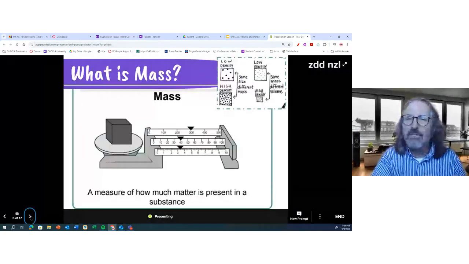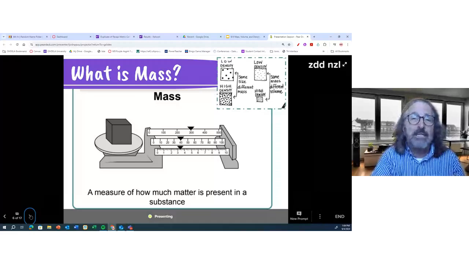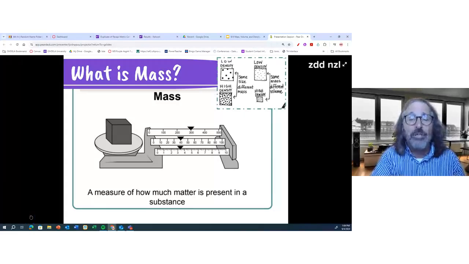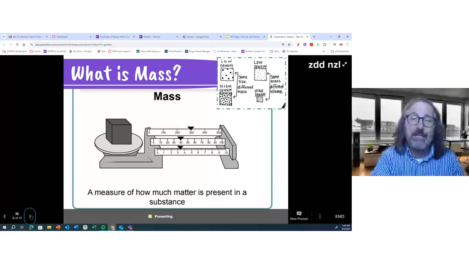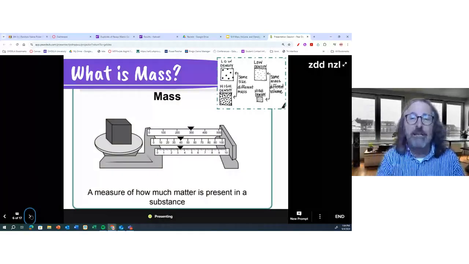Okay, so what we have to do in order to do these, we have to find the mass of something. And the mass is different than the weight. Remember we said before that weight can change, right? Because the gravity is pulling us down, that's weight.